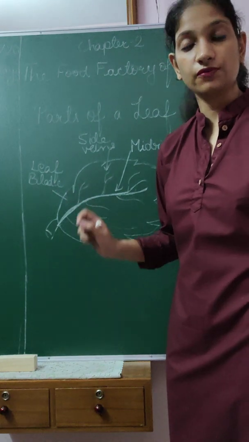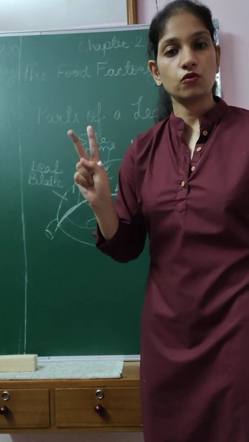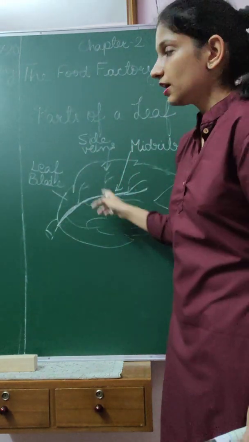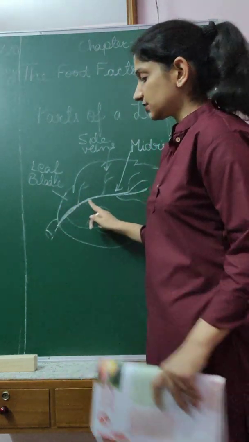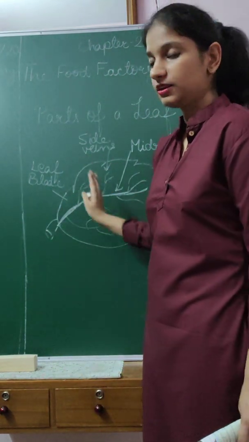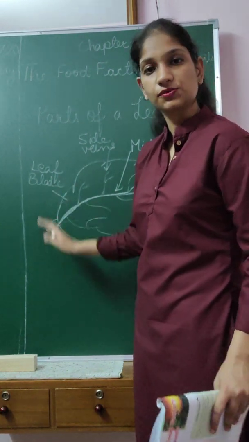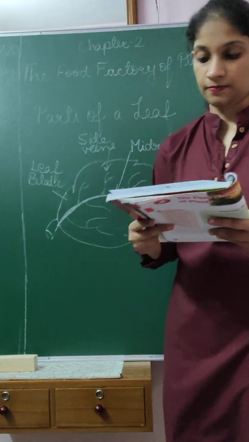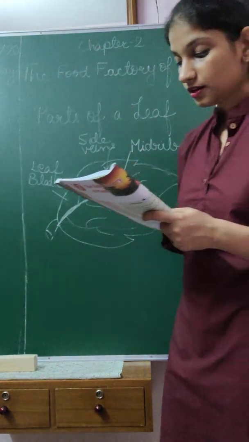So what is the function of veins? Function of veins is to transport water, food and minerals to leaf and to other parts of the plant. Okay? Veins क्या करती हैं? Veins water, food and minerals को लीफ में और प्लांट के दूसरे बॉडी पार्ट्स में ट्रांसपोर्ट करती हैं. Okay, so the next part is, read it.